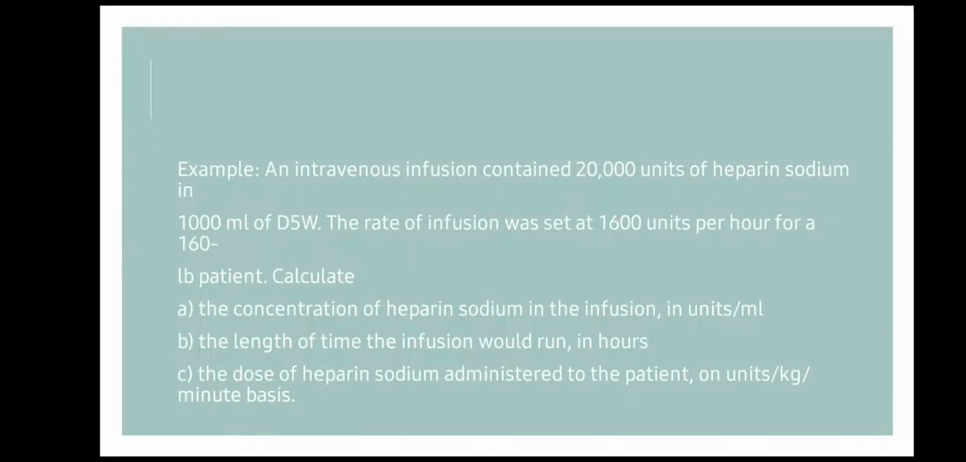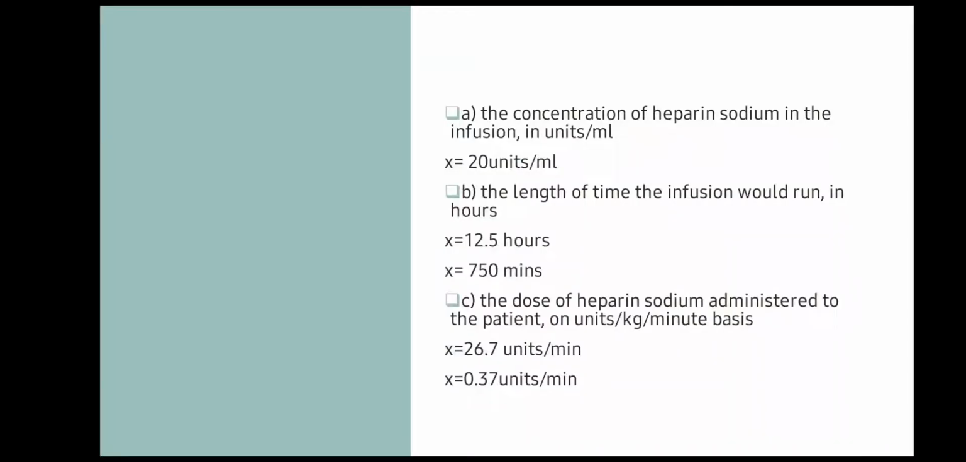For our first example, an intravenous infusion contained 20,000 units of heparin sodium in 1,000 ml of D5 water. Rate of infusion was set at 1,600 units per hour for a 160-pound patient. Calculate, mayroon tayong tatlong calculations dito. Concentration of heparin sodium in the infusion or yung units per ml. Calculate also the length of time the infusion would run in hours and calculate the dose of heparin sodium administered to the patient on units per kilogram per minute basis.